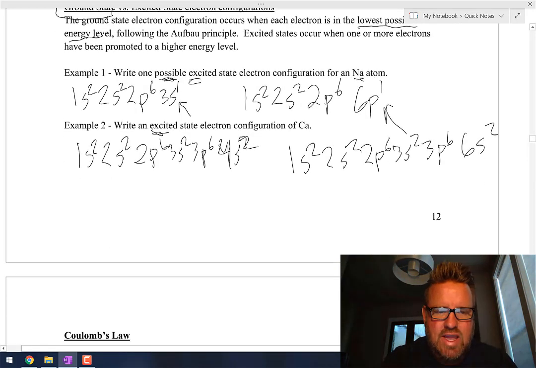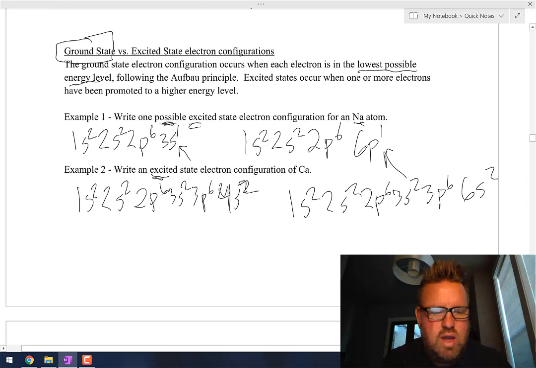Okay, and that is it for electron configuration. Go do some practice problems with them.